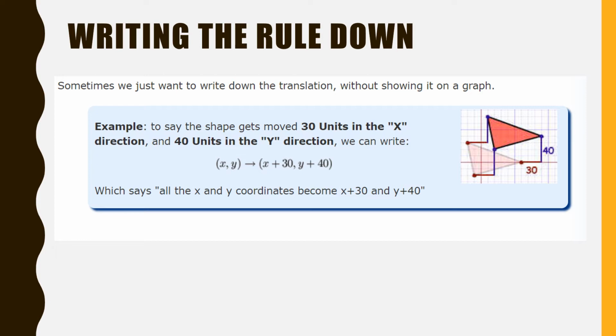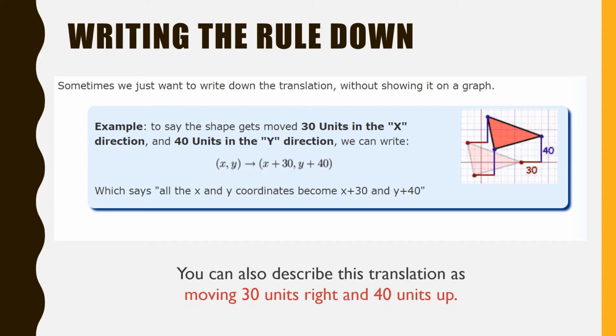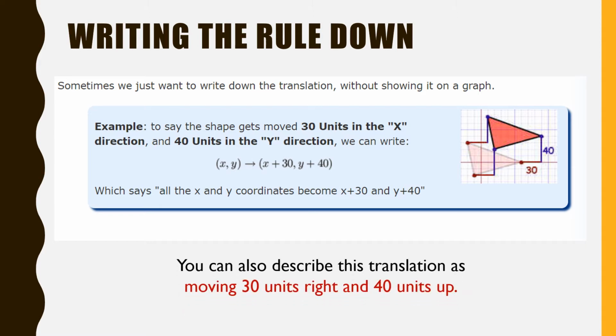In other words, you must add 30 to every X coordinate and 40 to every Y coordinate in order to get the image point. So when you're describing this translation, you're moving 30 units to the right and 40 units up.